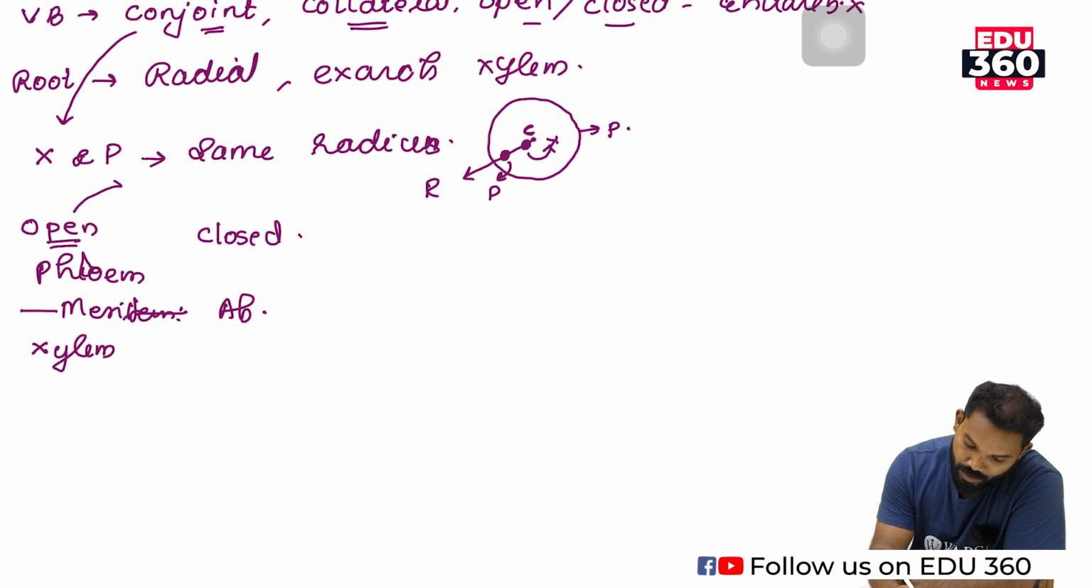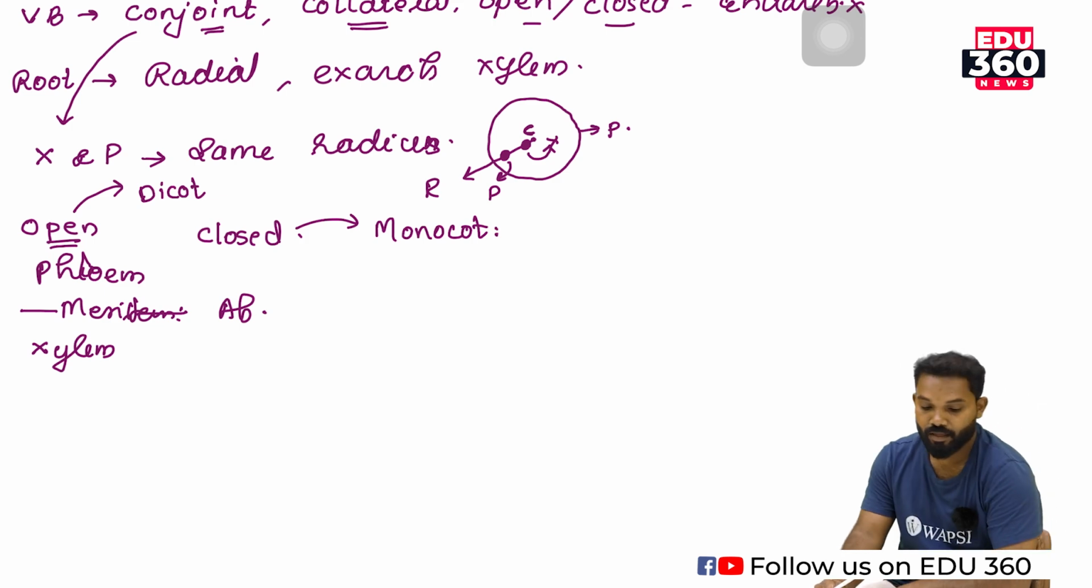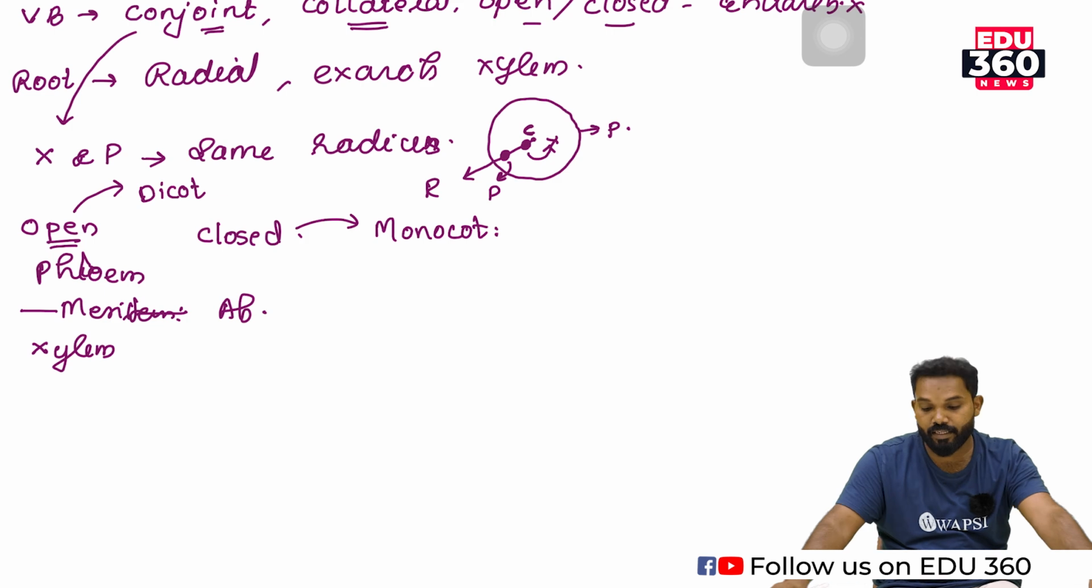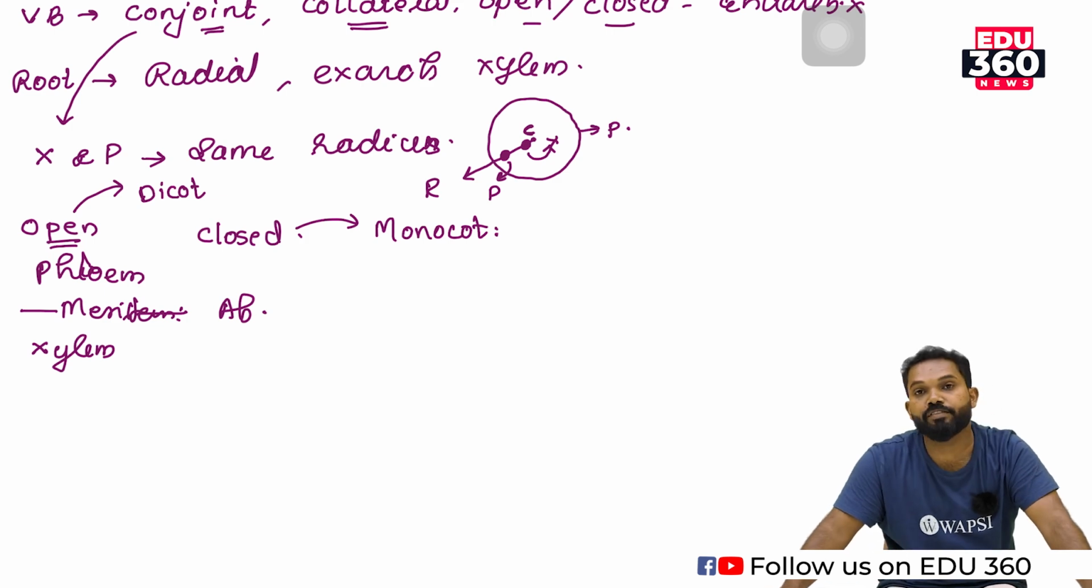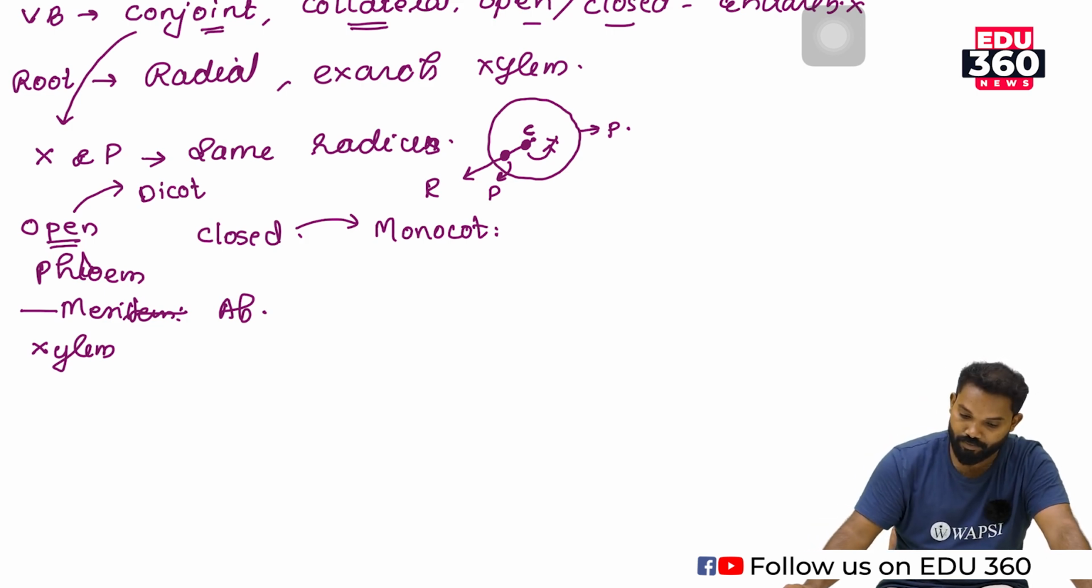Open vascular bundle is the characteristic feature of dicot stem. Closed vascular bundle is the characteristic of monocot stem. Dicot stem is characterized by the open vascular bundle, and monocot has a closed vascular bundle.